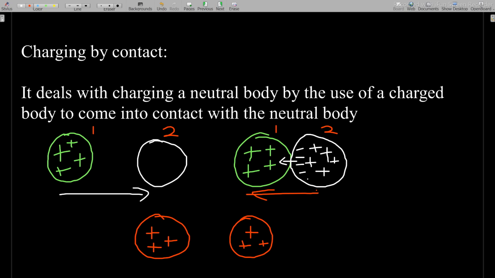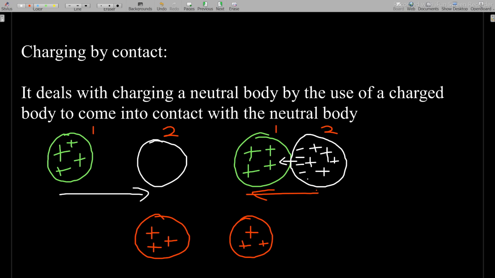So if you want to charge a body negatively by contact, then you have to use a negative charge. If you want to charge a body positively by contact, then you have to use a positive charge. That is the difference. And know the difference between contact and friction, because friction deals with what?